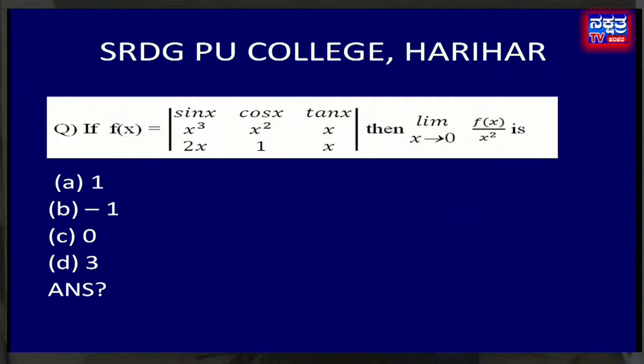If f of x equals determinant, first row terms sin x, cos x, tan x, second row x cube, x square, x, third row 2x, 1, x. This is the whole function f of x. Then limit x tends to 0, f of x by x square is: option A 1, option B minus 1, option C 0, option D 3. Watch the board.